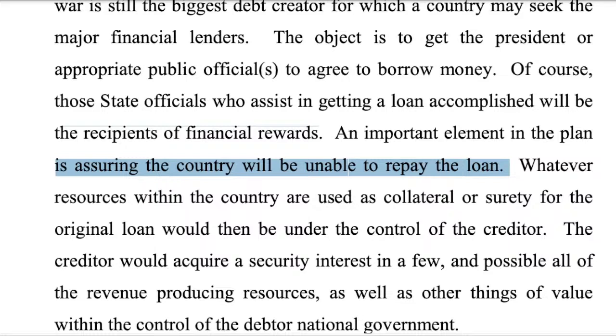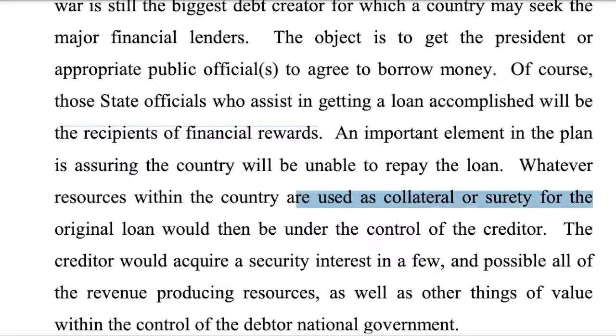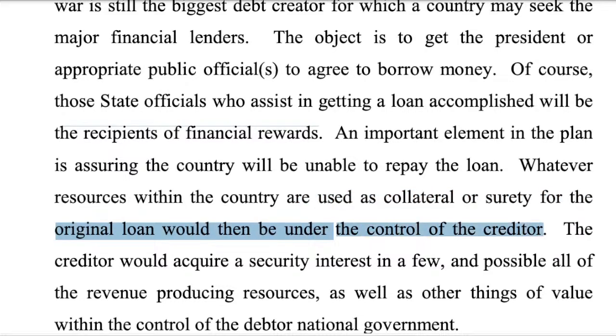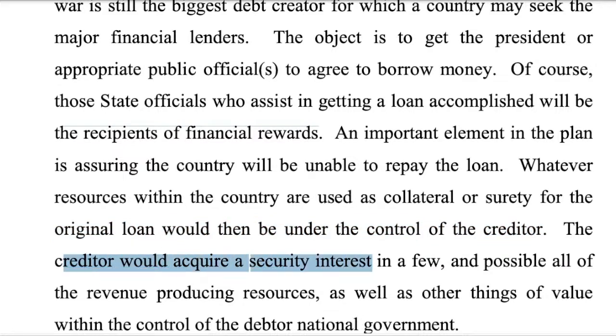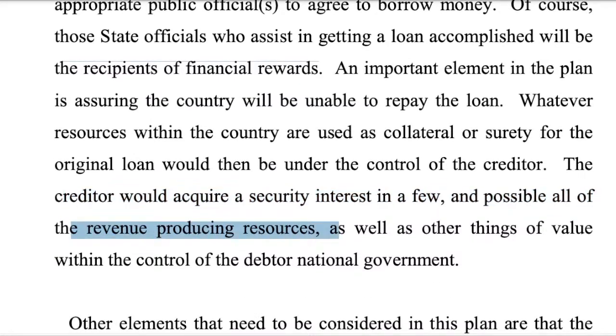Oh, surprise. Whatever resources within the country are used as collateral or surety for the original loan would then be under the control of the creditor. The creditor would acquire a security interest in a few and possibly all of the revenue-producing resources, as well as other things of value within the control of the debtor or national government.